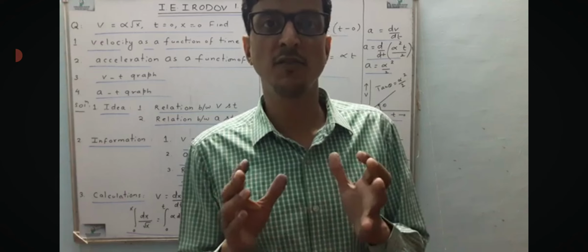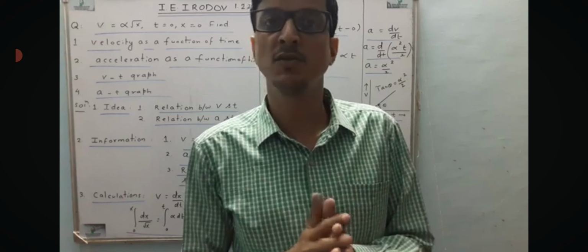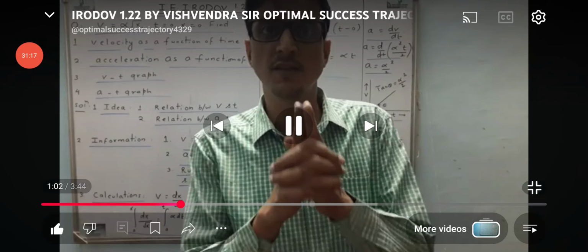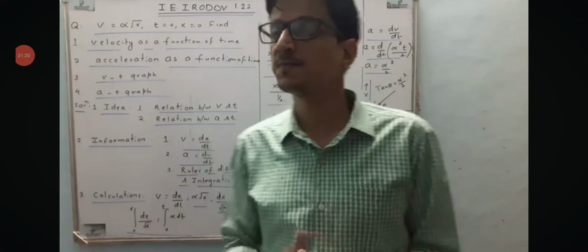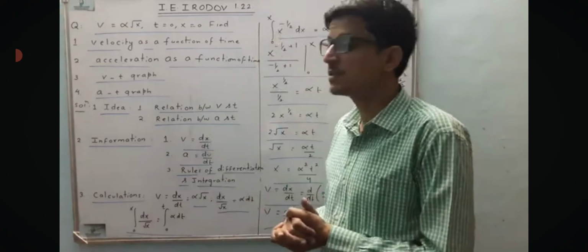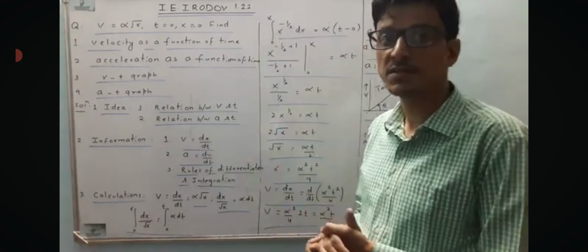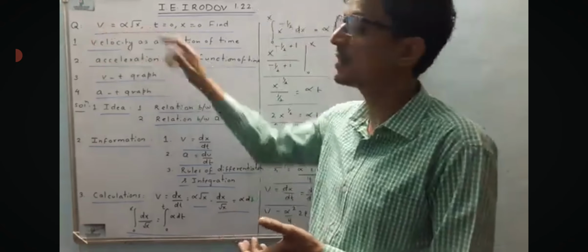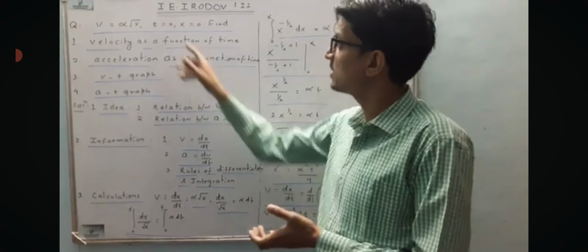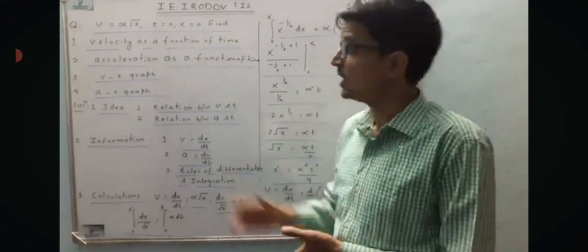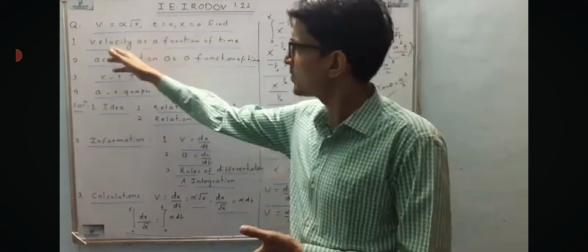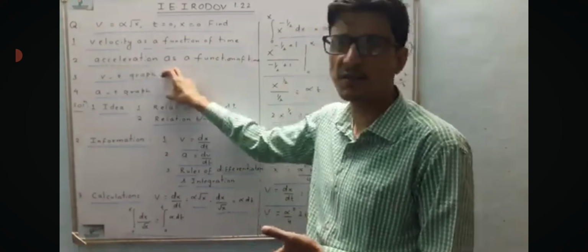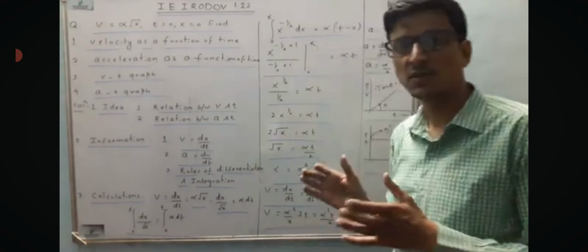For each problem that you practice, you must repeat these 4 steps again and again. That will develop your problem solving skills. So let's start with the problem. It says that a particle is moving along the x-axis. The velocity as a function of coordinate x is given by v is equal to alpha root x, where alpha is a constant, and it's given that at initial position x is equal to 0. You need to find, first, velocity as a function of time, and second, acceleration as a function of time. These 2 parts I have added, v-t graph and a-t graph. So this is the problem.